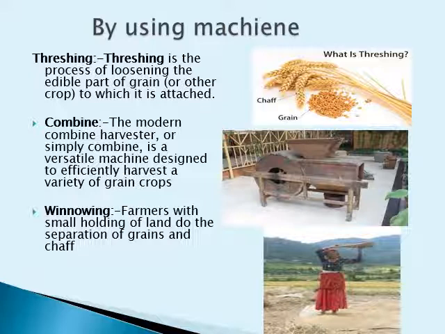Children, farmers, those who have a small holding of land, do the separation of grains and chaff by the process called as winnowing. As in the image 3, you can see the lady is holding a material by which the chaff as well as the grains are being removed. Even the winnowing machine, you can see in the second image, it's a winnowing machine by which the grains and the chaff are being removed.